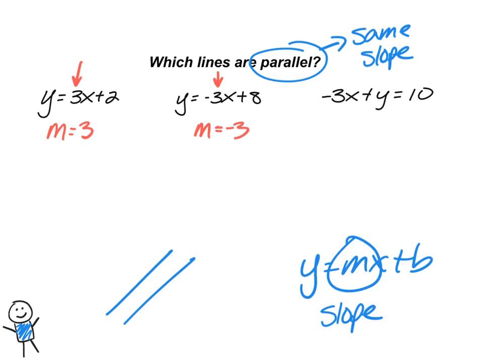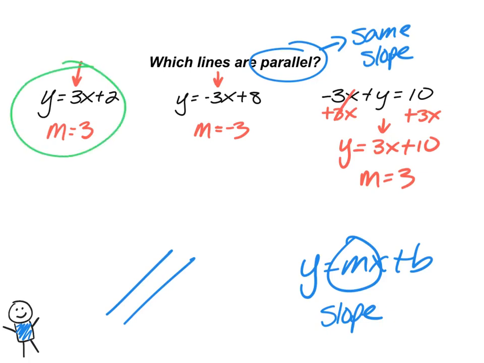The third one is not in slope-intercept form. It's actually in standard form at the moment. So we need to convert this one to slope-intercept form. I'm going to do that by adding 3x to the left side to cancel it, add 3x to the right side to move it over. Now I'm left with y is equal to 3x plus 10. And I can figure out what the slope of this line is. It is a 3.